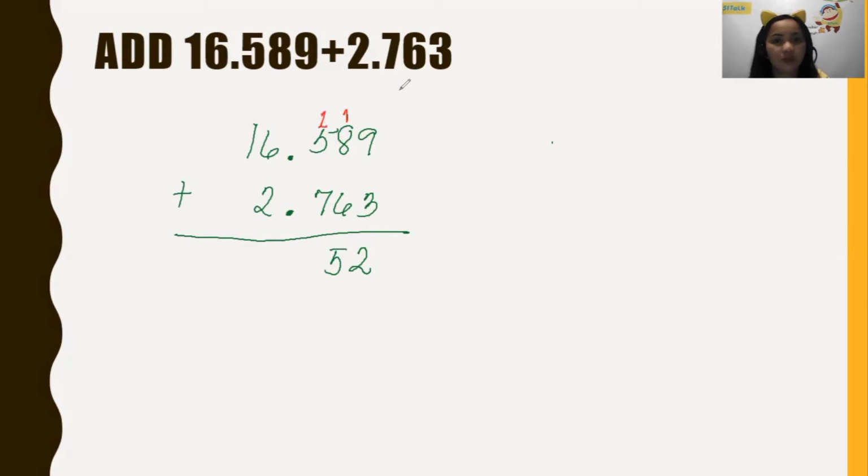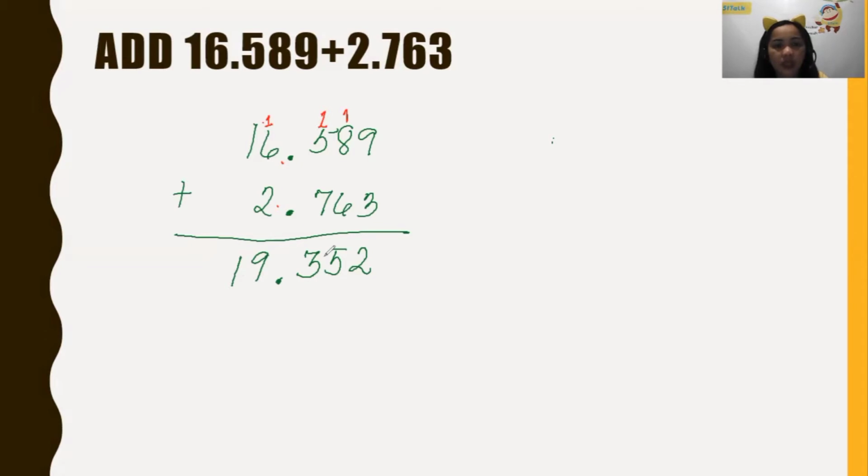Carry 1. And now we have 5 plus 7 is 12, plus carry 1 is 13. Bring down 3, carry 1. And now we have 6 plus 2 is 8, plus carry 1 is 9. So we have 9. Then bring down 1. Copy the decimal point. Therefore, the answer is 19 and 352 thousandths.